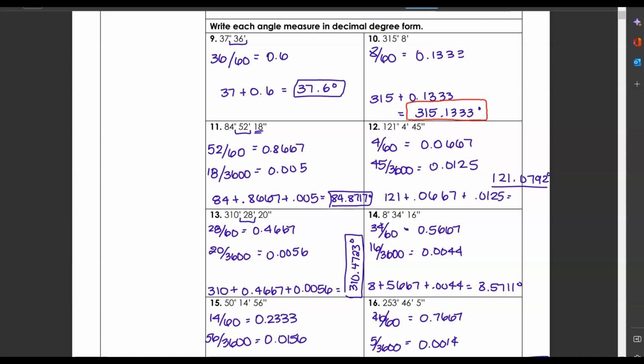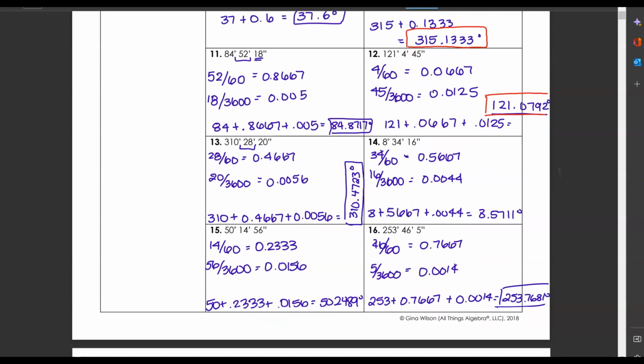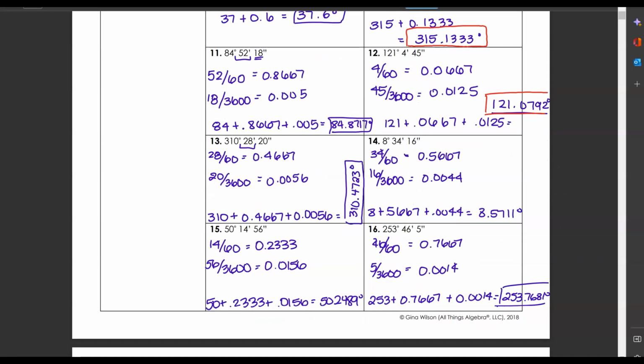Number 12, I got 121.0792 degrees once it's converted. For number 14, we got 8.5711 degrees. All right, for number 15, we got 50.2489 degrees. And lastly, for number 16, 253.7681 degrees.